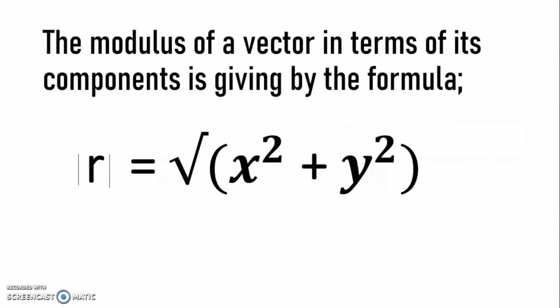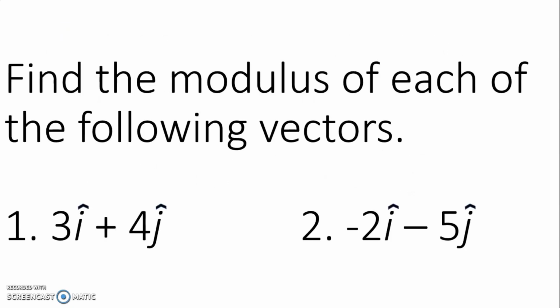The modulus of a vector in terms of its components is given by the formula: modulus of r equals the square root of x squared plus y squared. If we are given this example to find the modulus of each of the following vectors, vector 1, 3 plus 4, vector 2, minus 2 minus 5, how are we going to solve it?